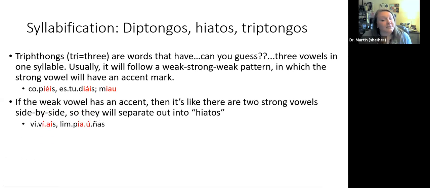All right, now those weak vowels sometimes can carry stress when there's an accent on them. When that happens, it's going to be like the hiato we talked about, right? So a strong vowel and a weak vowel usually are together, but if there's an accent on that weak vowel, it's going to repel and separate, right? So these are like vivíais, limpia uñas. Okay, so vivíais and limpia uñas.